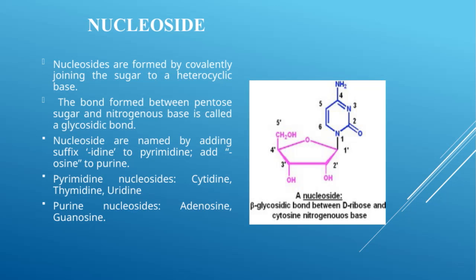Let's talk about nucleosides. These are formed when a sugar molecule covalently bonds to a heterocyclic base. The key point here is that this bond is called a glycosidic bond, and it's crucial because it links the sugar to the base securely.